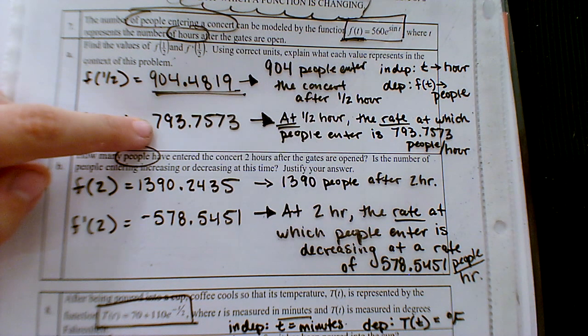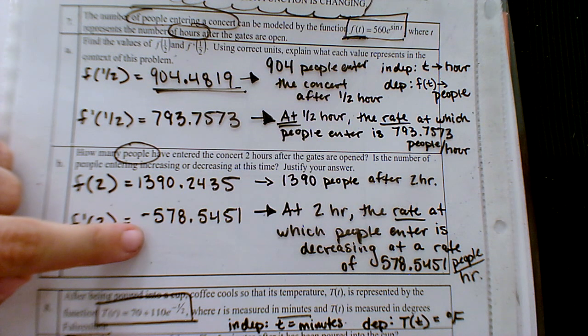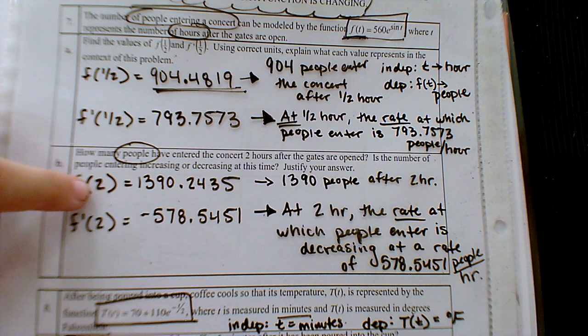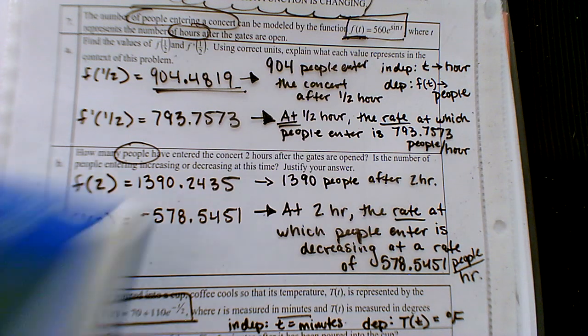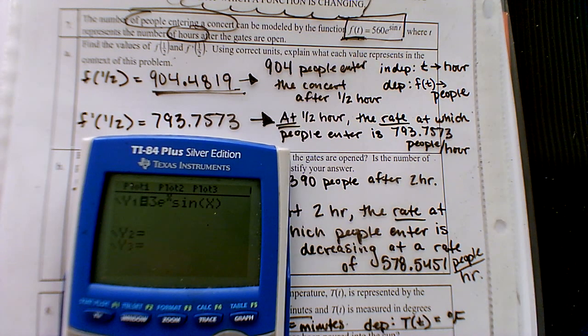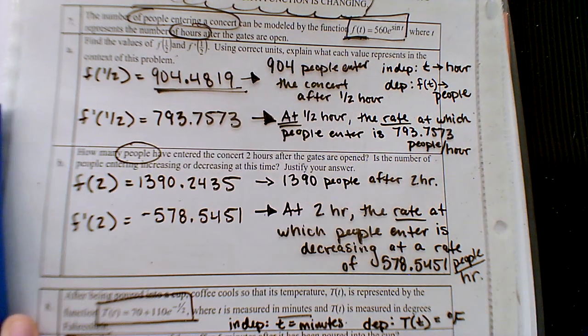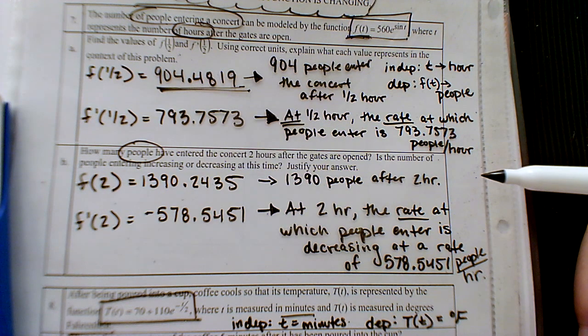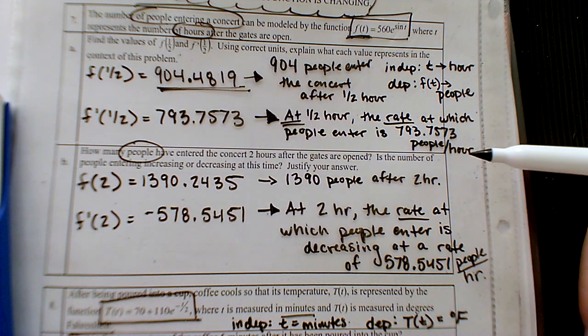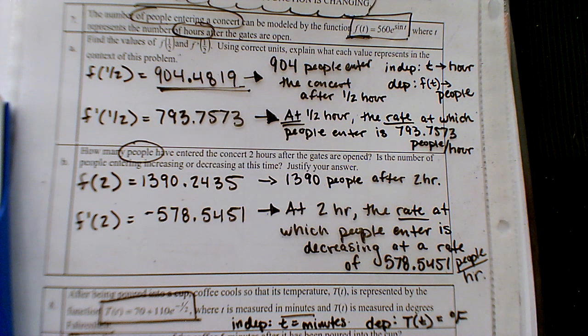But then how do we have less people than we did a half hour ago? Hold on. Let me graph. I'm just saying, f of 1.5 is more than f of 2. So wouldn't that mean that people have left? So you've reached the max. So that means there's no way that more people could be coming in, right? There could be more people coming in, but more people are leaving than are coming in.